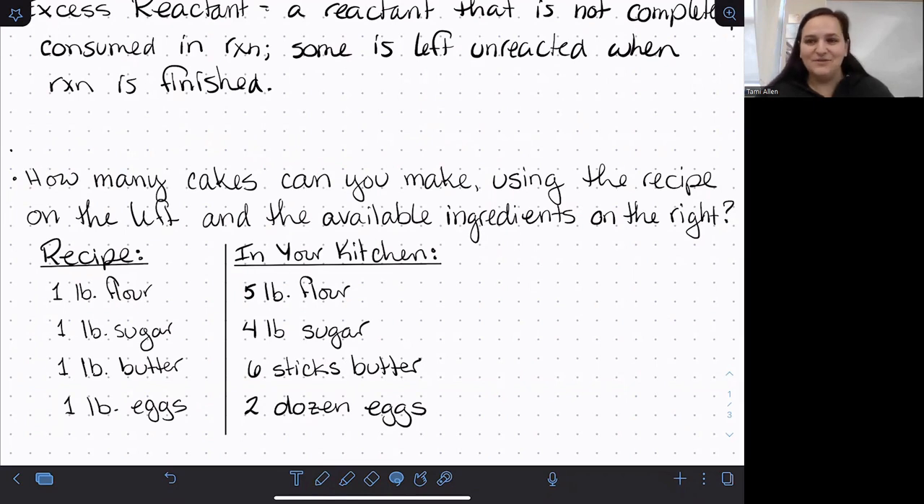And you go through your kitchen and you find a new bag of flour that says it's 5 pounds. Cool. You find a new bag of sugar that says it's 4 pounds. You look in your fridge and you find 6 sticks of butter and 2 dozen eggs. So you will notice that a few of these we have some unit mismatch. We have a pound of butter versus sticks of butter, and we have a pound of eggs versus dozens of eggs. So we're going to need some conversion factors in here, but that's okay. We know how to convert units.